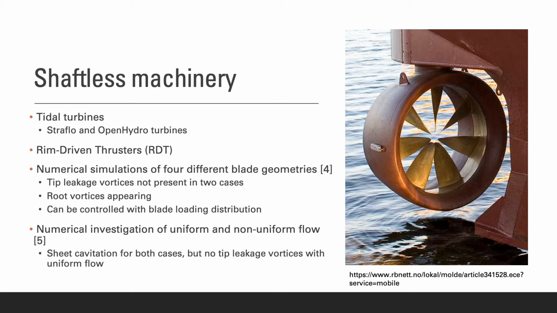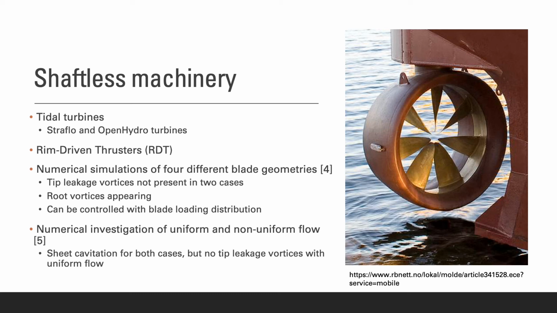I will now talk about two studies that have been done on RDTs. The first one was a numerical simulation of different blade geometries for the same diameter. In this case, the tip will still be in the periphery of the machine, while the root will still be in the middle, where the hub would be. This study found that tip leakage vortices did not present themselves in 2 of the cases. However, root vortices did appear. And this study suggests that both tip leakage vortices and root vortices can be controlled with the right blade loading distribution.